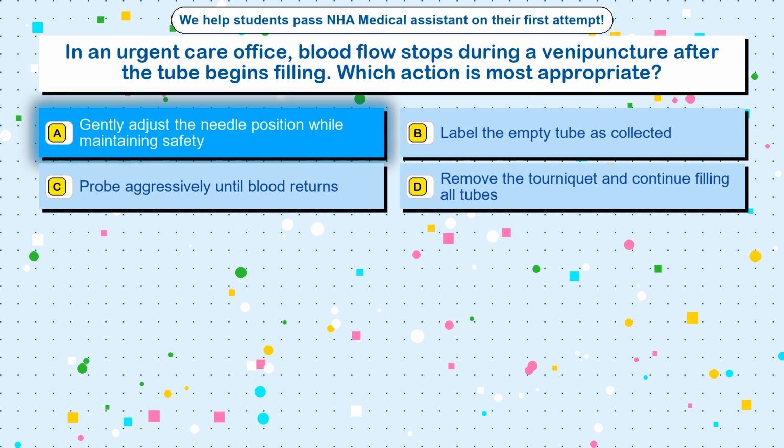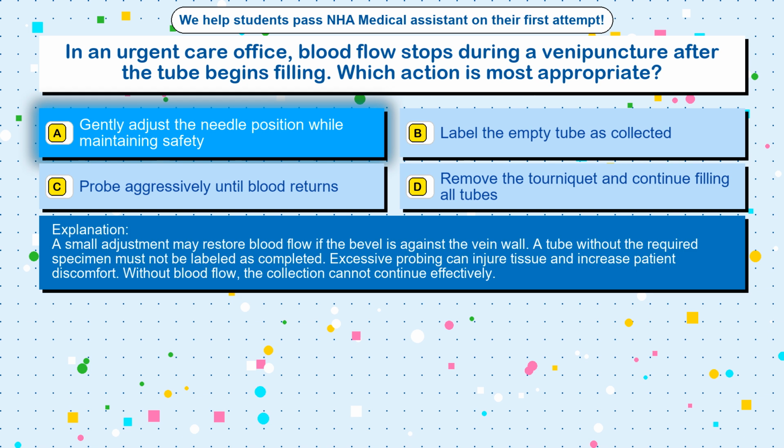Gently adjust the needle position while maintaining safety. A small adjustment may restore blood flow if the bevel is against the vein wall. A tube without the required specimen must not be labeled as completed. Excessive probing can injure tissue and increase patient discomfort. Without blood flow, the collection cannot continue effectively.